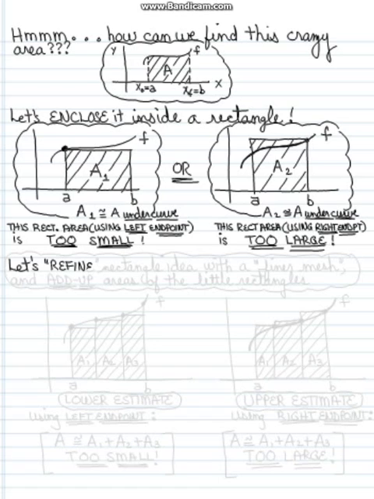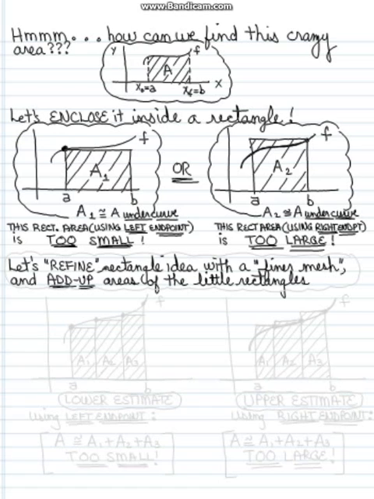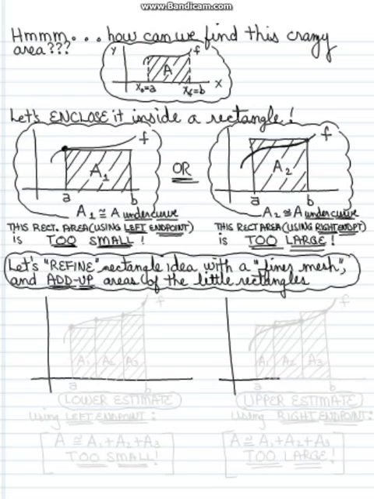Okay, so let's refine. We're going to refine the rectangle idea as we did with the triangles in the previous video, the fan. We're going to refine it with the idea of a finer mesh, and we're going to add up the areas of little smaller rectangles. And we're going to just do it with 3 rectangles under the curves. On the left side, we're going to start by doing it with 3 rectangles that have the left endpoints.